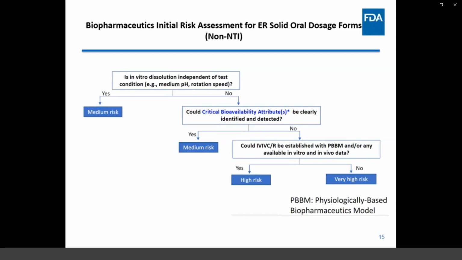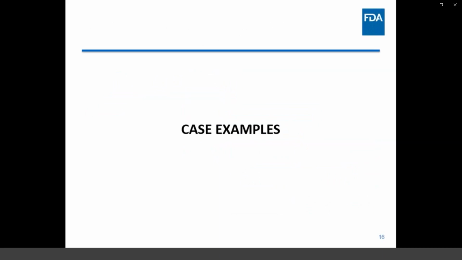These decision trees hope to demonstrate how we're evaluating the initial risk related to in vitro dissolution. It is noted that we would expect that most of these products that we review in the Office of Pharmaceutical Quality may fall in the very low, low, medium, and sometimes high, and very infrequently very high categories. Now I'll walk us through a few case examples.